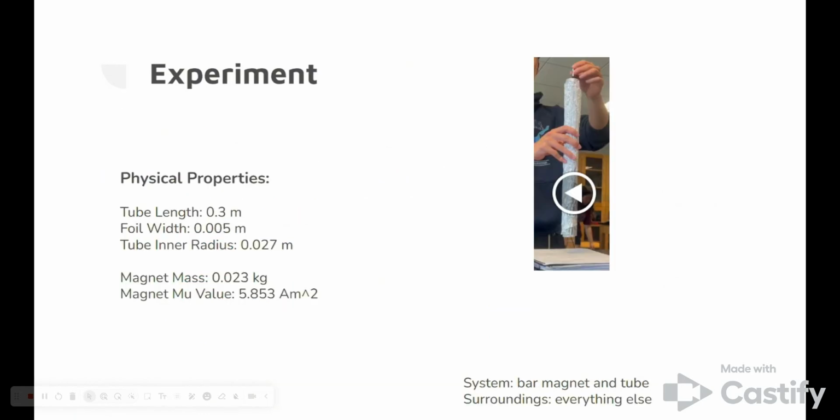The experiment itself. The physical properties: the tube length was about 0.3 meters, the foil width was about 0.05 meters, the tube's inner radius was about 0.027 meters, the magnet mass was 0.023 kilograms, and the magnet mu value was 5.853. The system is the bar magnet and tube, and the surroundings is everything else. And over here is the experiment.